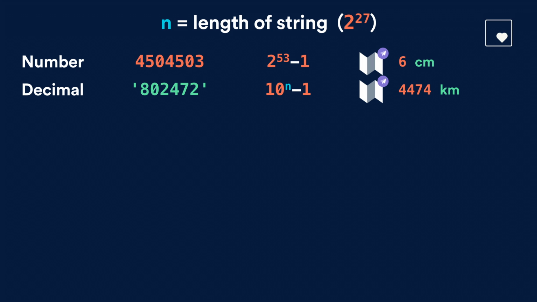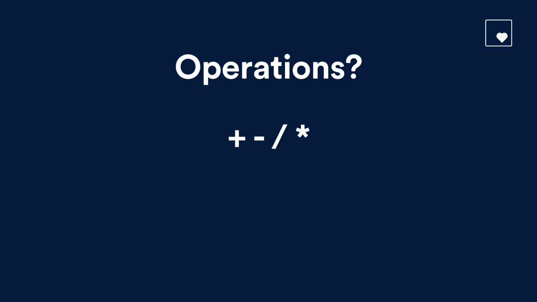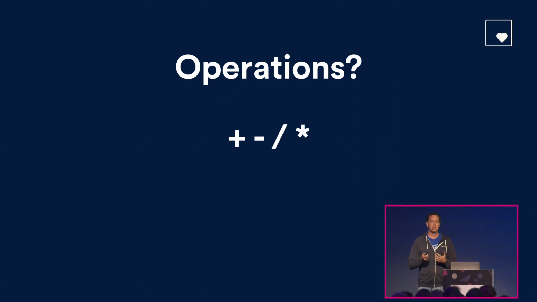So by simply switching to decimal strings, we've now got a huge increase in scale. But you might be thinking, that's great, we could now store these big values, but really what we care about with numbers is the ability to do operations.